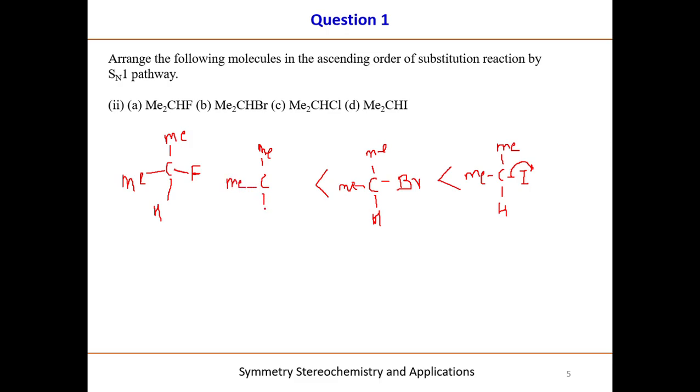Methyl. Sorry. Here we have proton. Then chlorine. Correct. So this is the order it will follow. Because it's in ascending order, A will be the first one because, among these molecules, it will show the least feasibility of the SN1 pathway. Then C, then B, and last D. Correct? Got it?